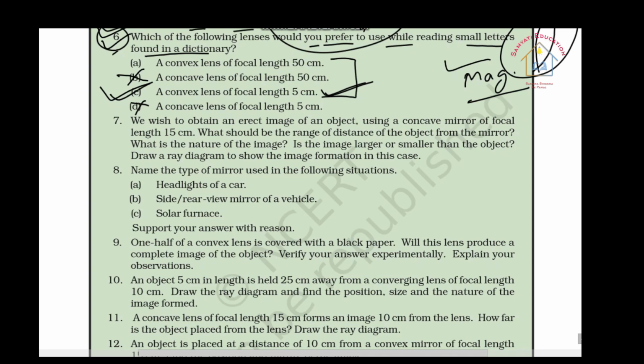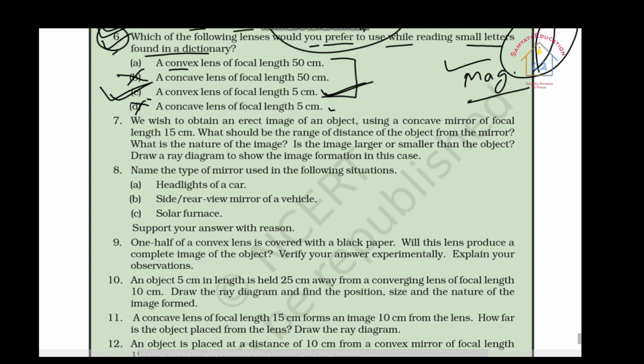Option A, convex lens of focal length 50 cm. Option B, concave lens of focal length 50 cm. Option C, convex lens of focal length 5 cm. Option D, concave lens of focal length 5 cm.